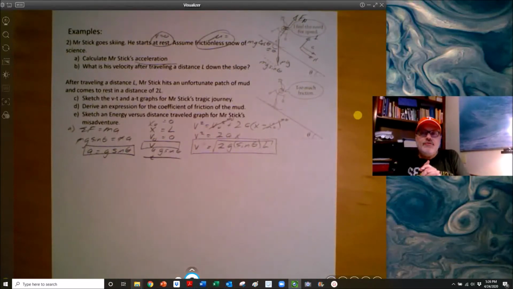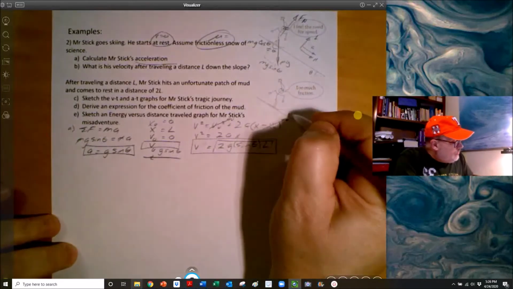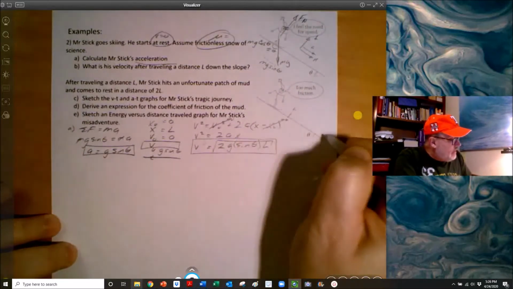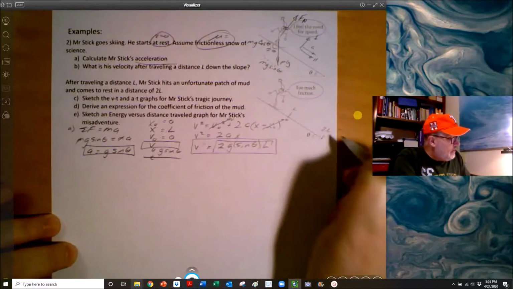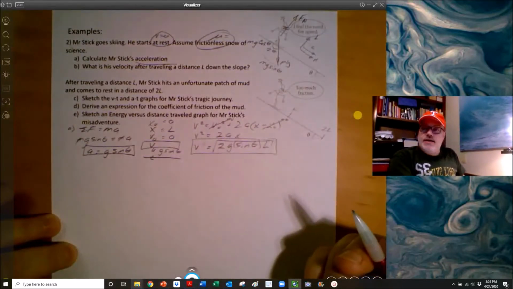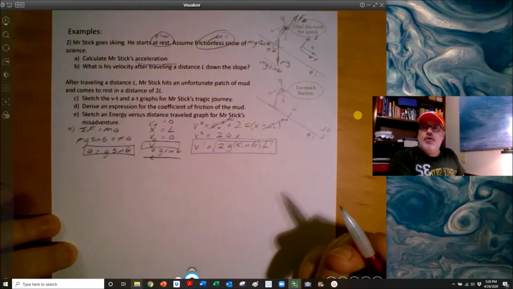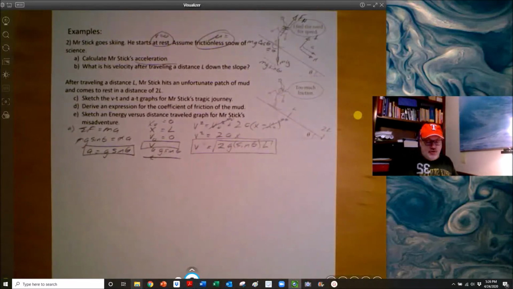All right, after traveling a distance L, Mr. Stick hits an unfortunate patch of mud and comes to rest in a distance of 2L. So he goes a distance L, and then he's going to end up stopping. I'll just put it down here, 2L. All right, so sketch the velocity-time graph and the acceleration-time graph of his tragic journey.